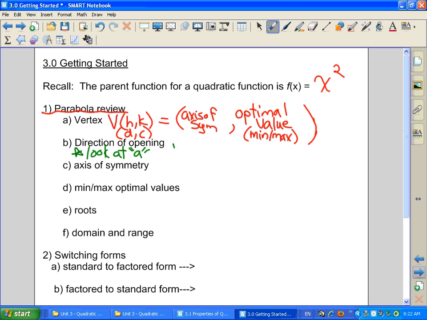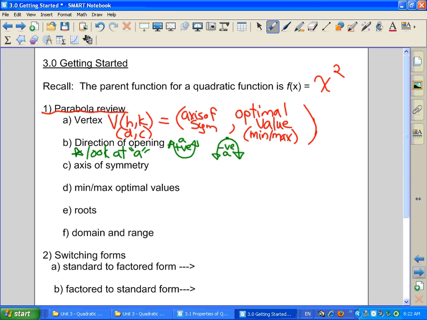Okay? If A is positive, it opens up. Here's my short form from positive, PVE. So positive A, it opens up. And if it's a negative A, it opens down. So negative A. All right.